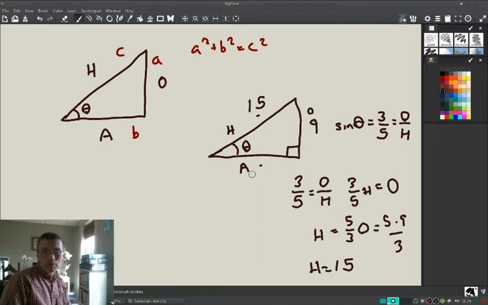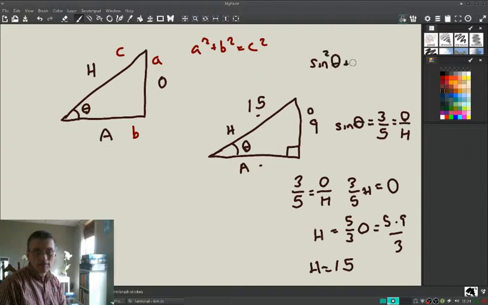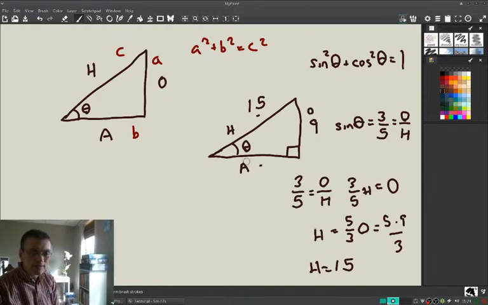Okay, so there's a couple ways to find A. We know that A squared plus B squared equals C squared. So we can use that to find A. We also know that sine squared plus cosine squared equals 1. The Pythagorean theorem has another format. You can see this is really the same thing. You can use that to figure out what cosine of theta is and then find A. Let's do it both ways and see if they work out.